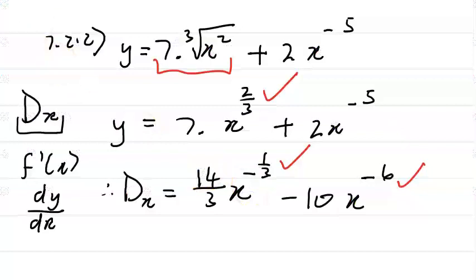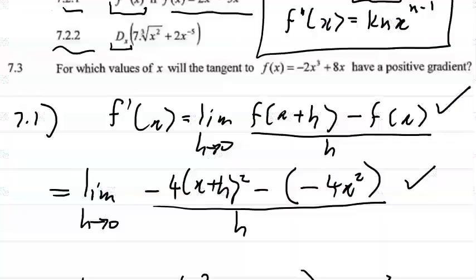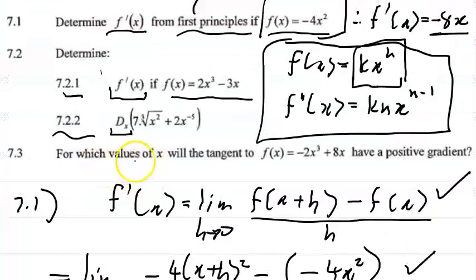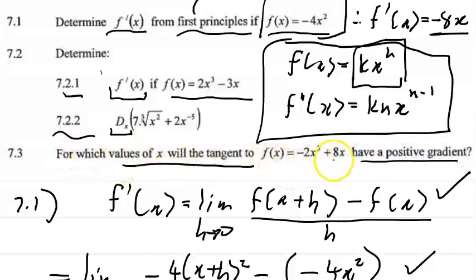So in our next question, it says here: for which values of x will the tangent to f of x equals minus 2x cubed plus 8x have a positive gradient? Now, positive gradient means that the gradient of that tangent must be positive.